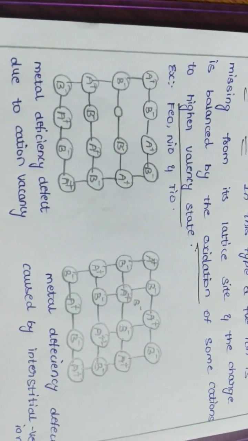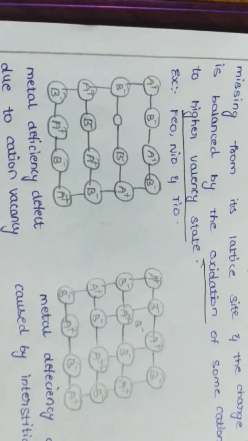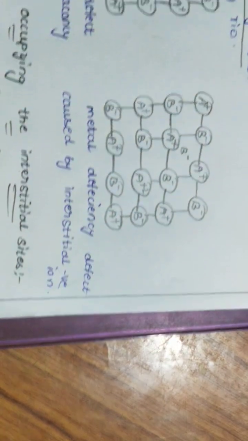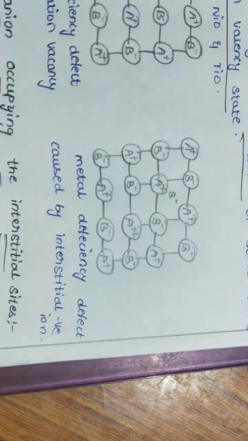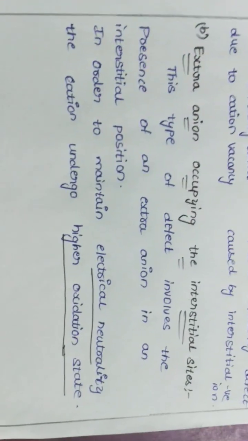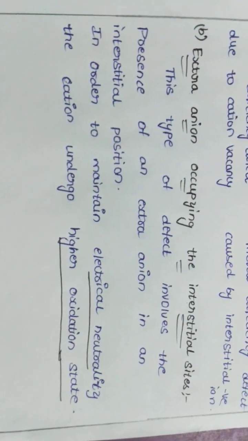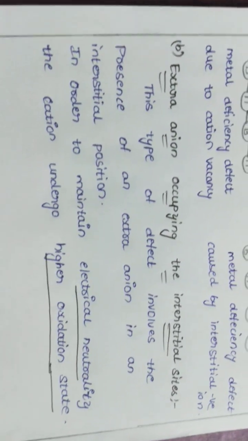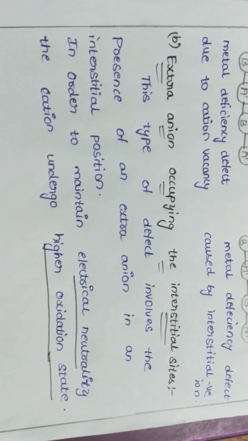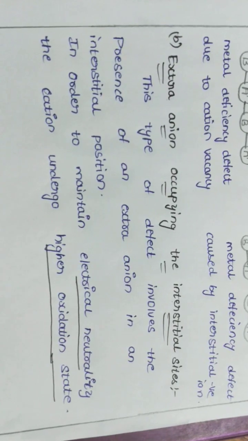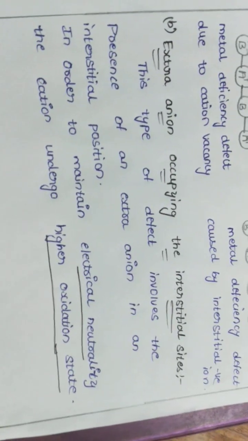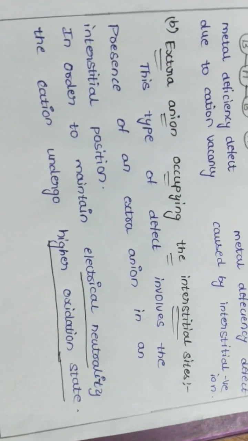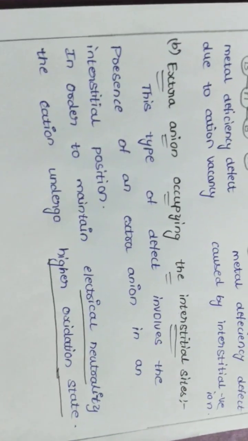Metal deficiency defect due to anion vacancy. Metal deficiency defect due to defect caused by interstitial negative ion. Extra anion occupying the interstitial sites. This type of defect involves the presence of an extra anion in an interstitial position. In order to maintain electrical neutrality, the cation undergoes a higher oxidation state.